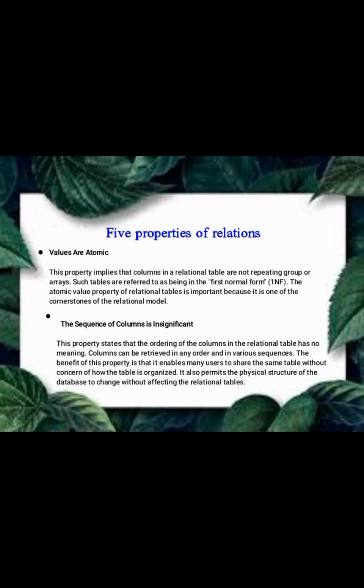Second, the sequence of columns is insignificant. This property states that the ordering of the columns in the relational table has no meaning. Columns can be retrieved in any order and in various sequences. The benefit of this property is that it enables many users to share the same table without concern of how the table is organized. It also permits the physical structure of the database to change without affecting the relational tables.